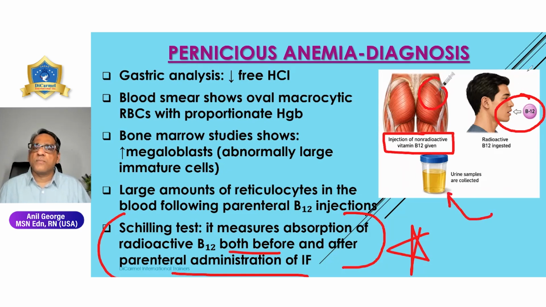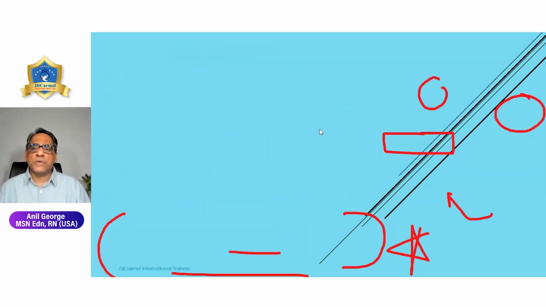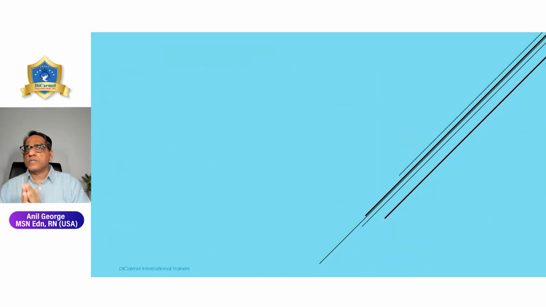So how does it work? Let me give you a preview on that. Again, as I told you, what we do in this test is look to see how much B12 can be absorbed when there is IF and when there is no IF. It's a two-phase test. In the first phase, they give oral radioactive B12, and along with that, they give injectable regular B12. The purpose of this regular B12 is that we don't want the radioactive B12 to get absorbed and stay in the body, which is harmful to the body.